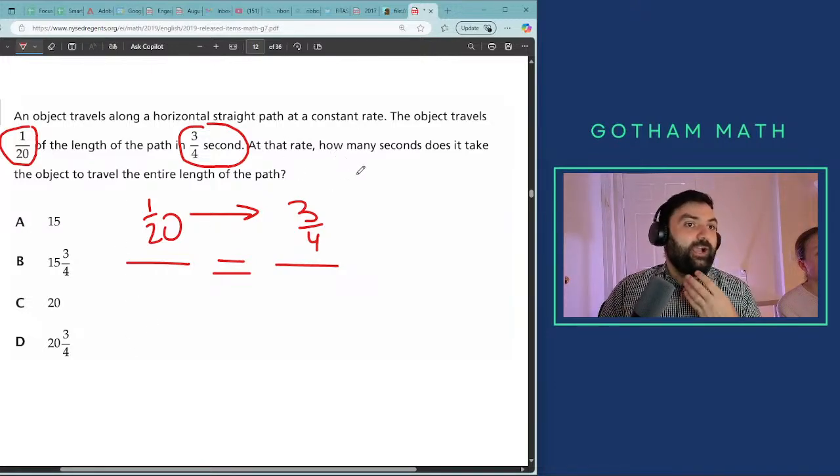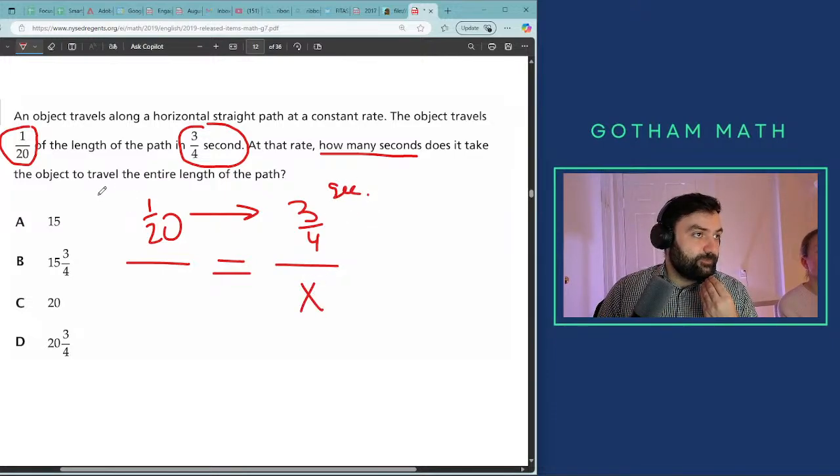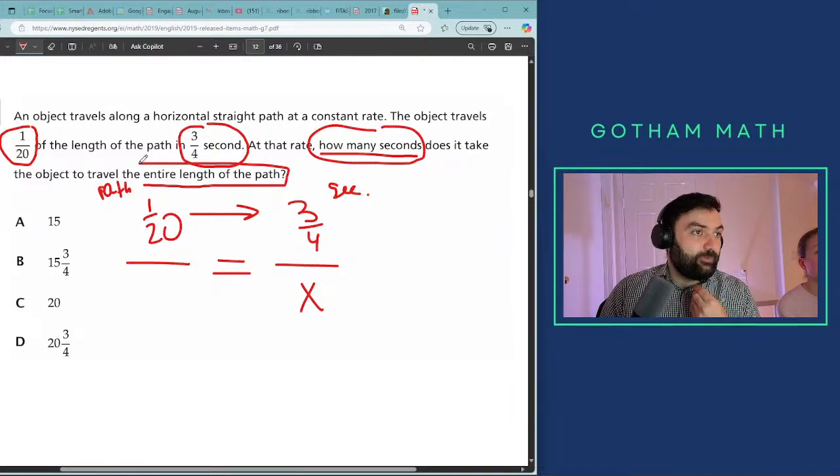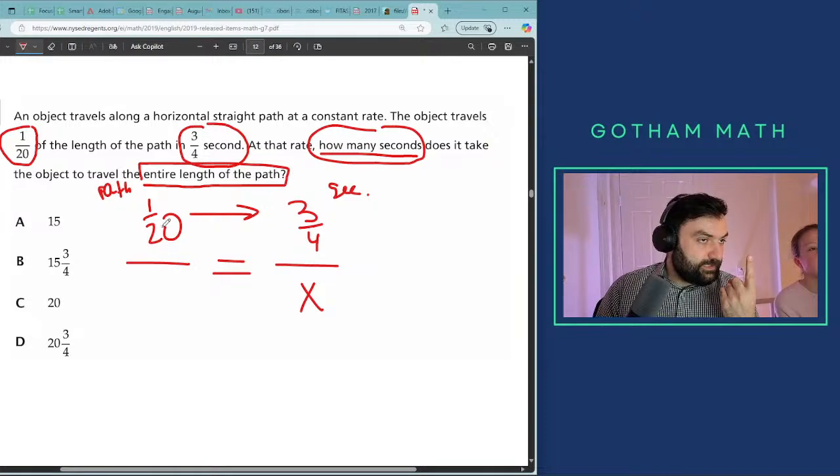So at this rate, how many seconds? Since they asked how many seconds, I know that I'm gonna put x under the seconds, right? Because this was seconds and this was the path. They ask us how many seconds does it take the object to travel the entire length of the path. What does it mean, the entire path? The whole thing. How do we do the whole thing in fraction world? What is the whole thing in the fraction world? One. Yes. A whole thing is one.